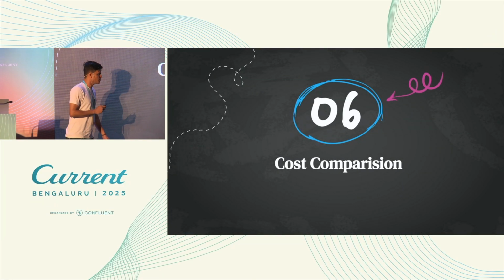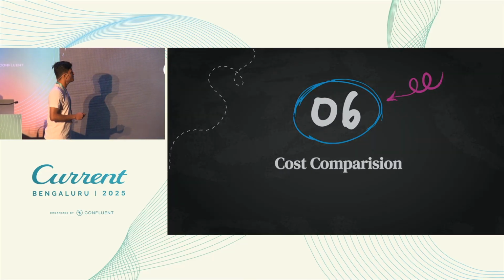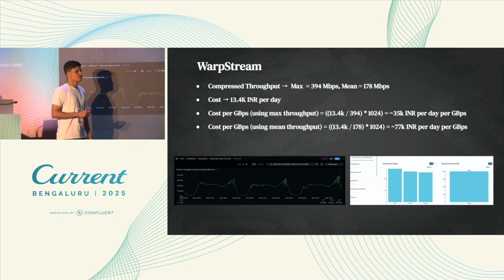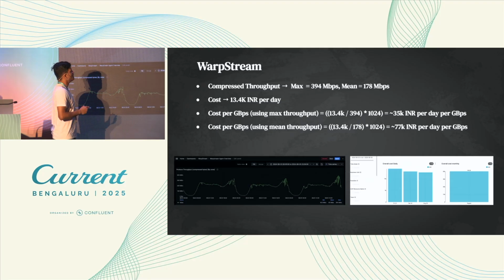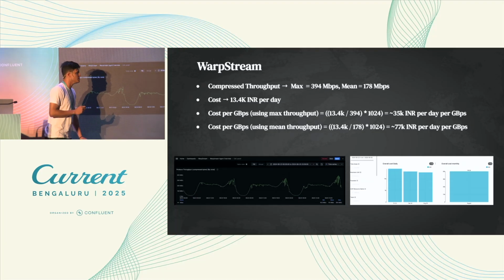Yeah, so let's come to the interesting thing. WarpStream claims that it's much cheaper, but how cheap? So we did a comparison with single zone as well as multi-zone Kafka deployments for the same workloads. In case of WarpStream, we are just talking about ads here. The compressed throughput was around 400 Mbps, and then this was your cost. This comes out to be 35K INR per day per Gbps.